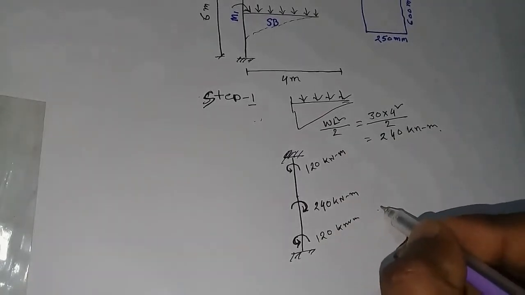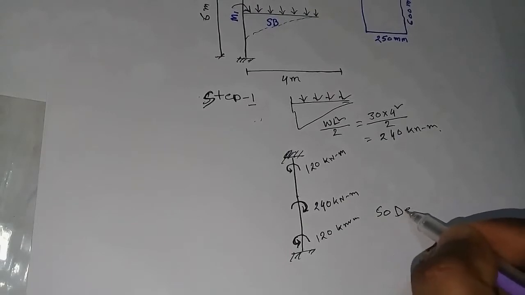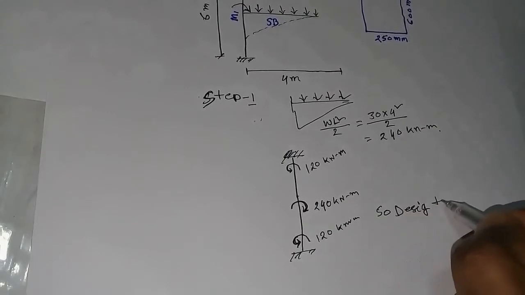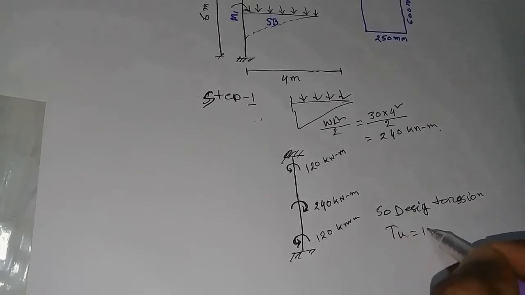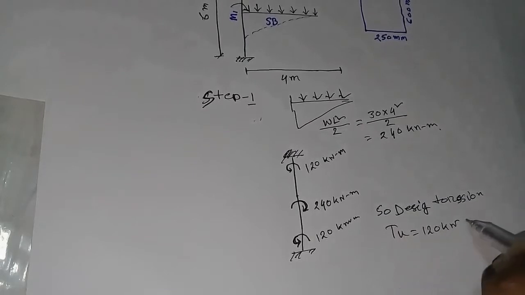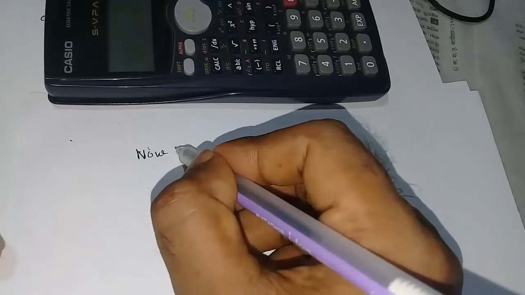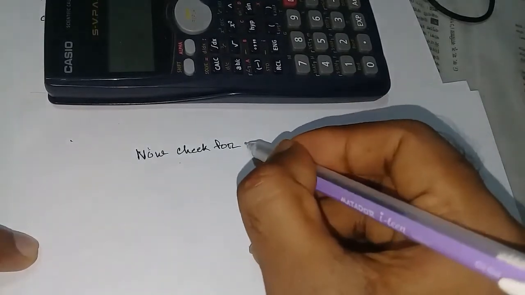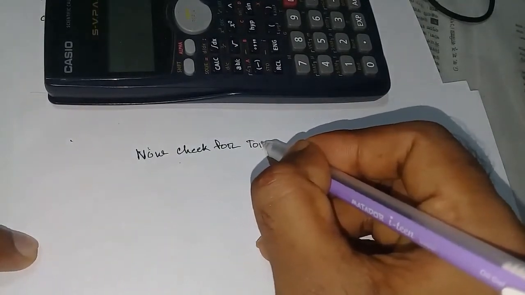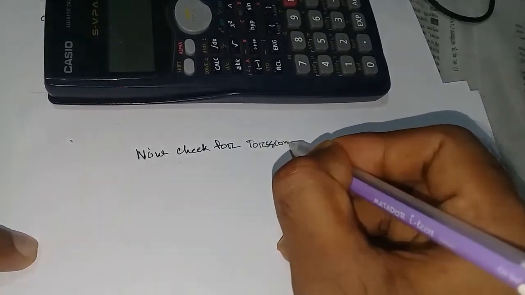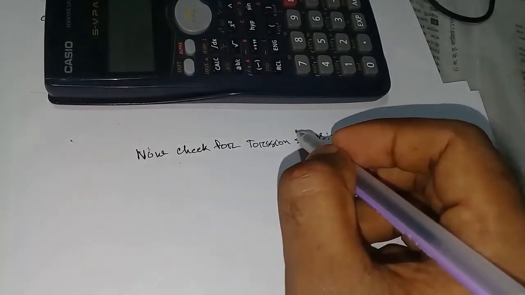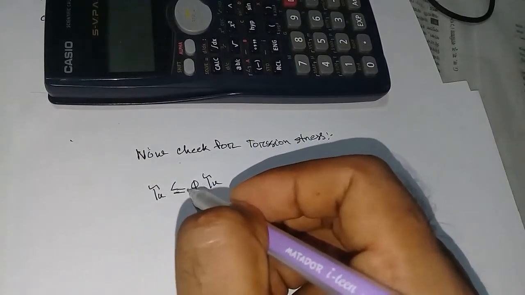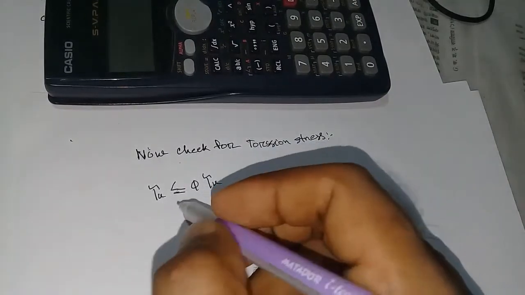So the design torsion is Tu equal to 120 kilonewton meter. Now check for torsional stress. Tau u is less than or equal to phi tau u.